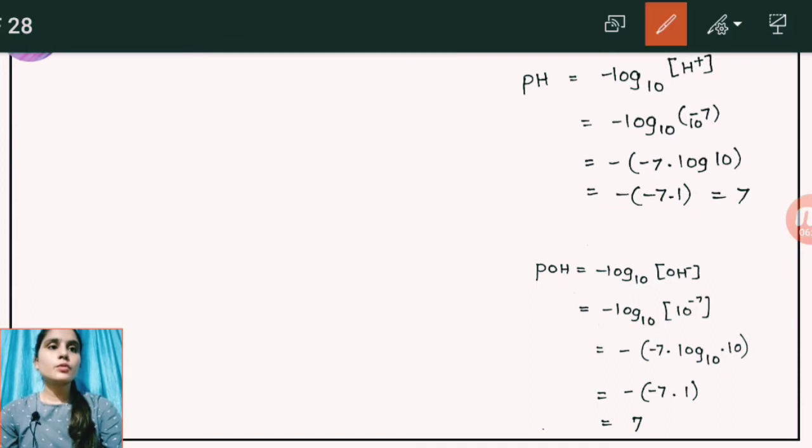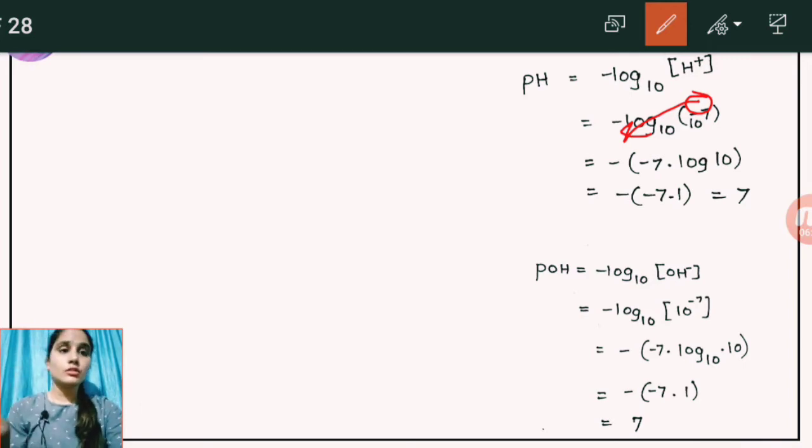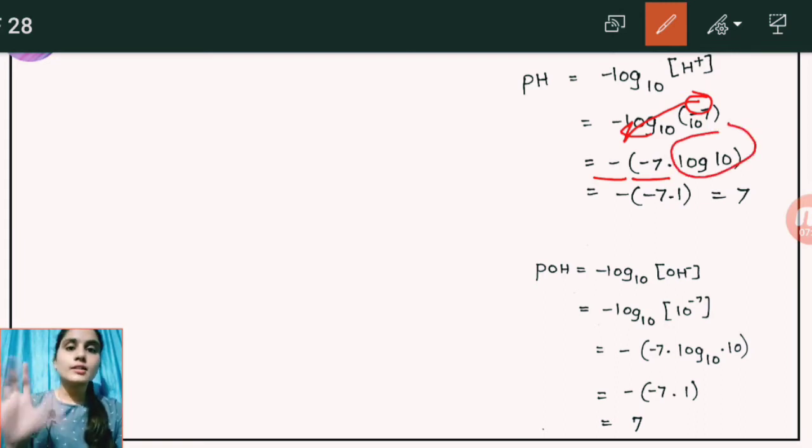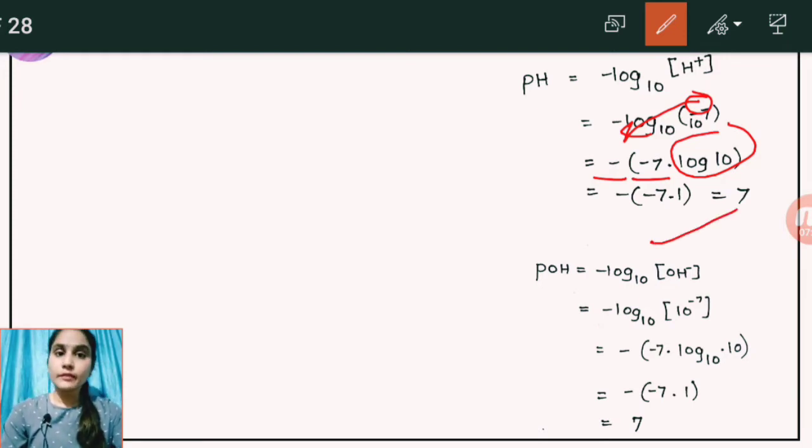Simply, what you have to do here is take this minus 7 in front. Just separate it; it is a general formula of logarithm. Minus, that is our usual minus, in bracket minus 7 multiplied by log of 10. Minus minus will become plus, and log of 10 is 1. Remember, log of 1 is 0, log of 10 is 1, log of 100 is 2, and so on. And simply we will get pH of 7.